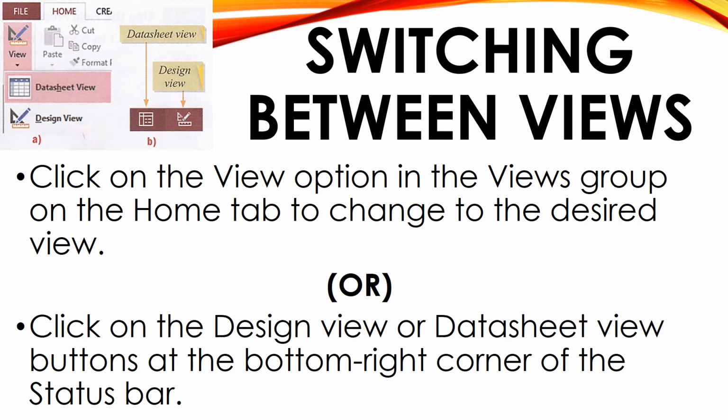Students, let's see switching between views. You can quickly switch from one view to another by following either of the two options. As shown in the given picture, there are two options. First is A. In A, click on the View option in the Views group on the Home tab to change to the desired view. In the B option, click on the Design View or Datasheet View buttons at the bottom right corner of the status bar. In the next slide, I will show you how to switch between views.